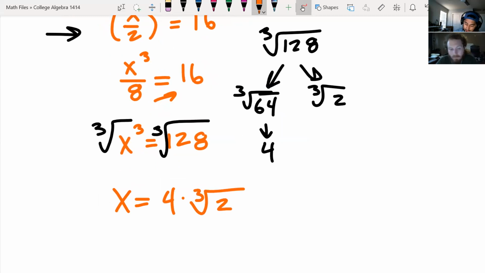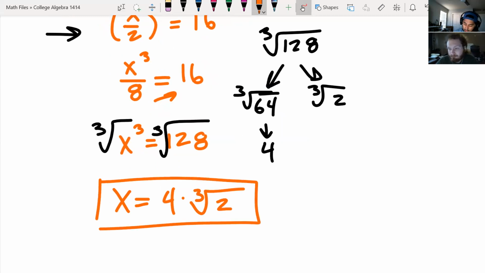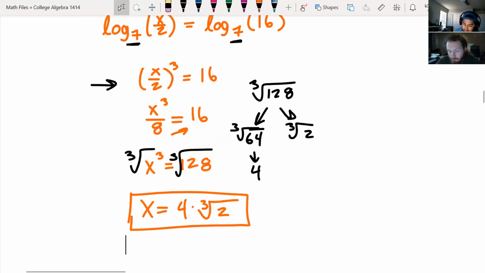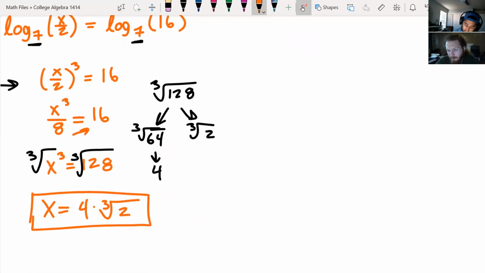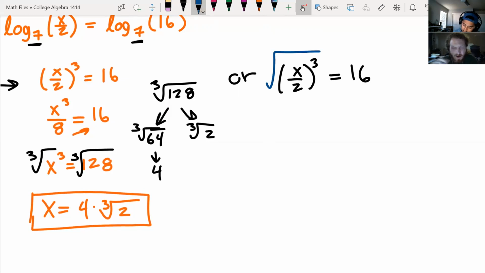Is that what you got? Yep. Cool. Which way do you think was easier? I think working on the cube root of 16 feels easier, probably than the cube root of 128.